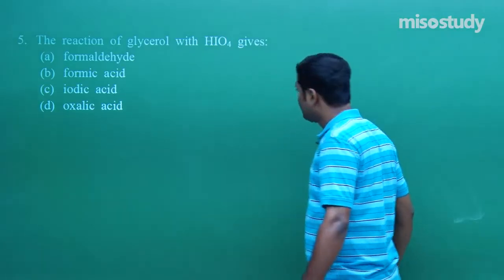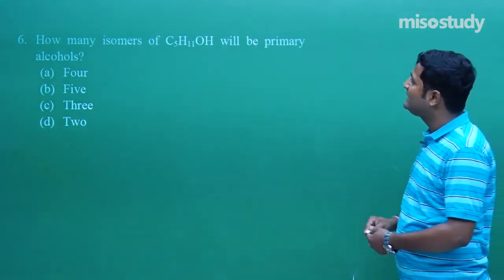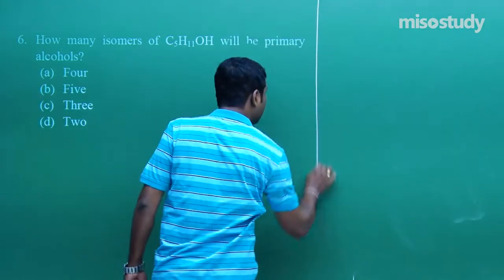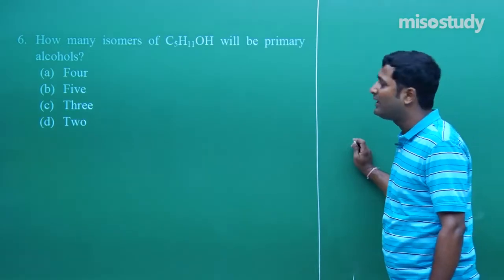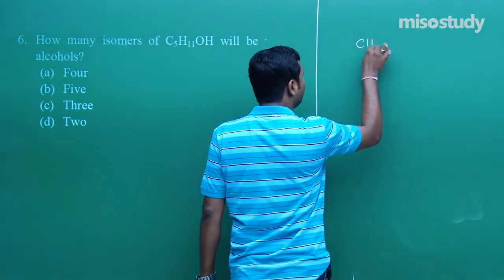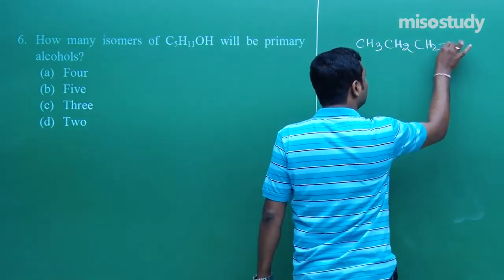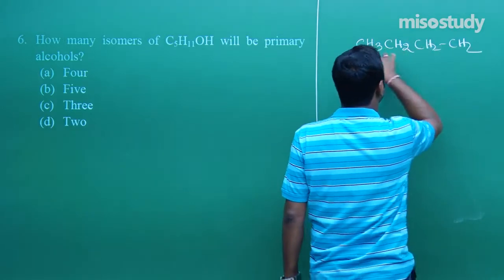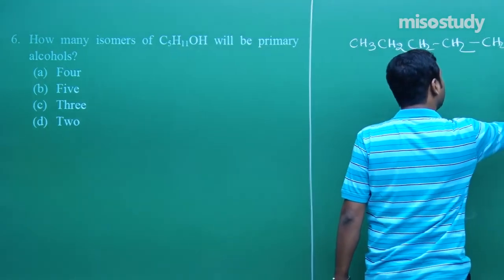Now let's move to the next question. How many isomers of C5H11OH will be a primary alcohol? 1 degree alcohol. Check it out. That is here given C5H11: CH3, CH2, CH2, CH2, that is 1, 2, 3, 4, CH2OH. This one is the first.